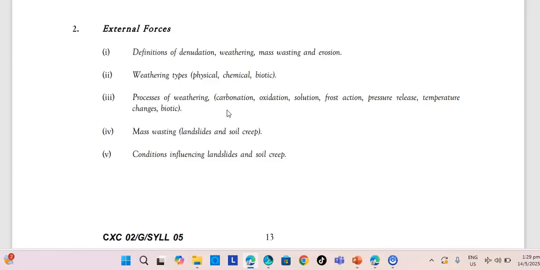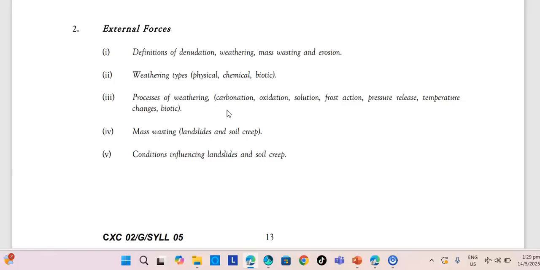Solution: some minerals dissolving in water completely. This weakens the rock. So if they ask for example of solution, you can talk about salt or chalk dissolving in rainwater. Frost action, which is a form of physical weathering.